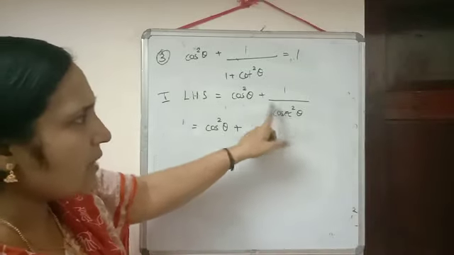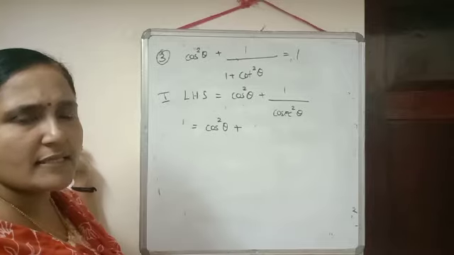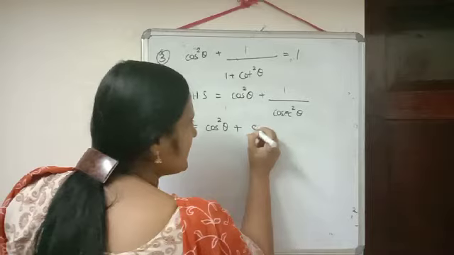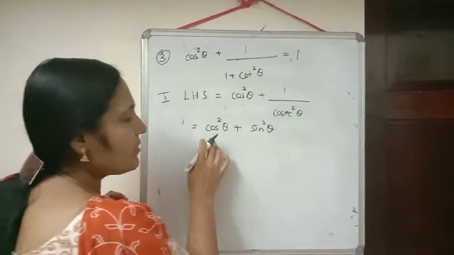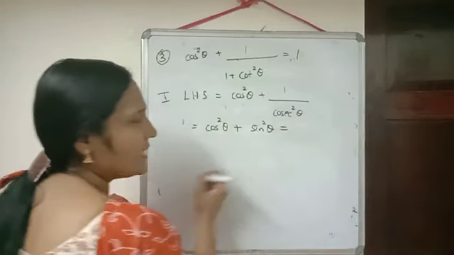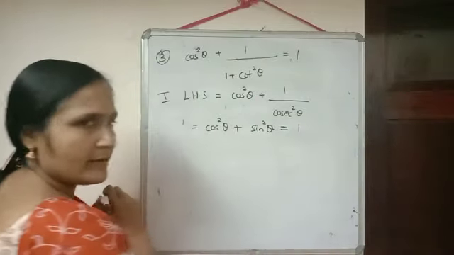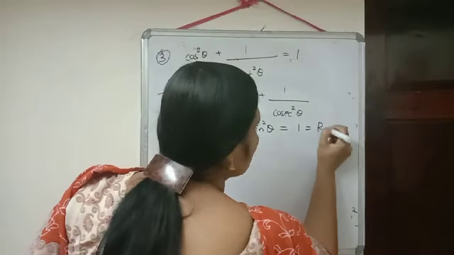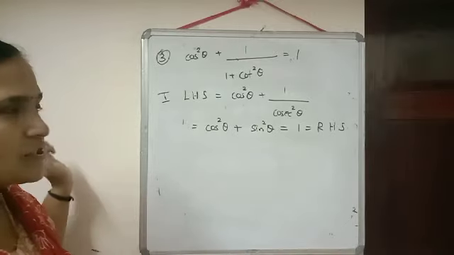And now we have 1 by cosec square theta. What is the reciprocal of cosec theta? Sin theta. So 1 by cosec square theta is equal to sin square theta. So now we are getting cos square theta plus sin square theta, and according to the first identity, what is its value? Correct. Its value is equal to 1. So we are getting cos square theta plus sin square theta is equal to 1, which is equal to our right hand side. So that is the first method.